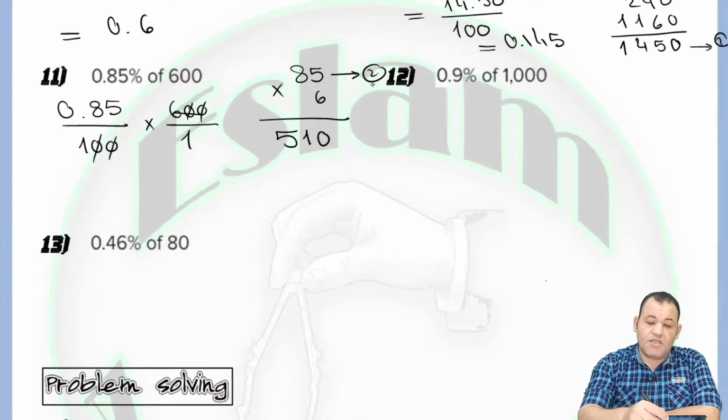In 85, we have a decimal point after two places. So for the answer, I'll just put the decimal point after two places. So count 1, 2, then put the decimal point. So you'll find that the answer will be equal to 5.10.